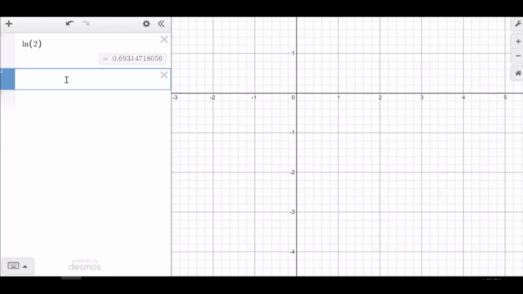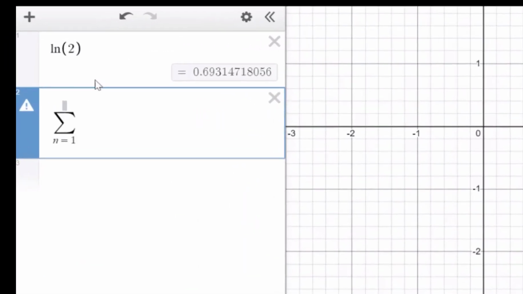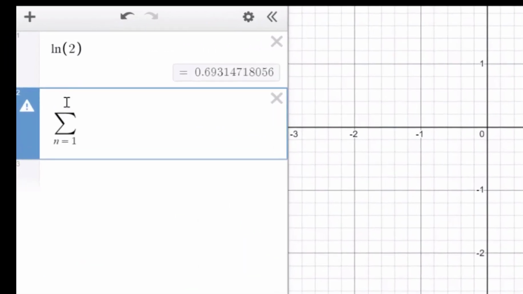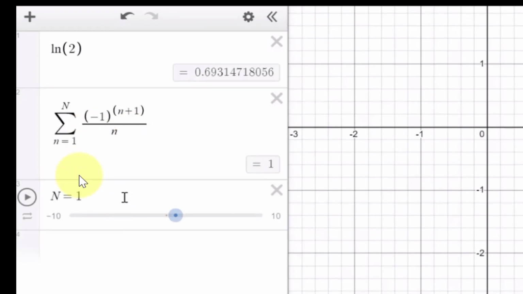So here's the ln of 2, about 0.693, and I'm going to type in, so you can see by plugging in the first term, n equal 1, you get -1 squared. So the first term is 1 over 1. So the first term is 1. And then the next term, when you plug in 2, you have -1 cubed over 2. So you have -1 half.